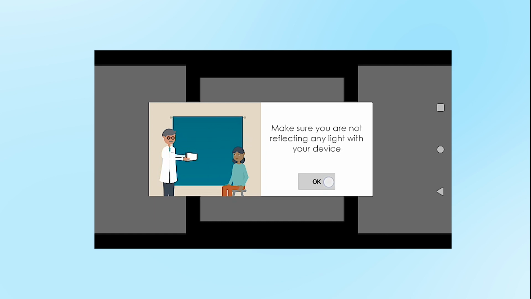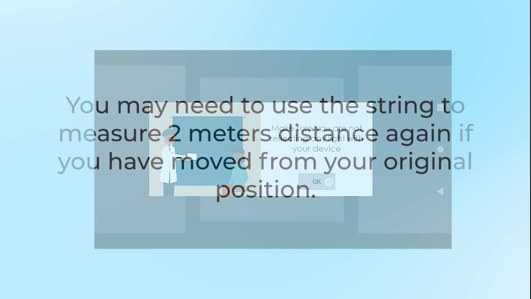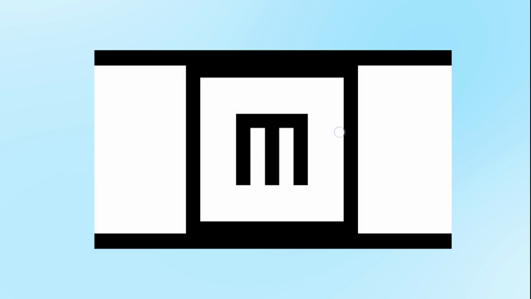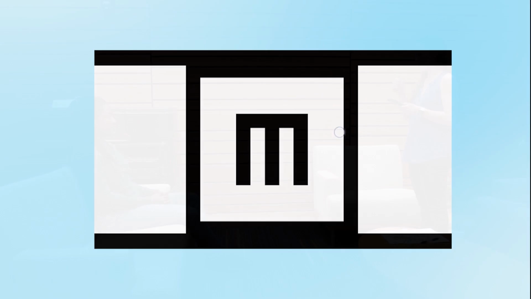If there is a glare on the screen, a message will pop up that says, "Make sure you are not reflecting any light with your device." Adjust your positioning so there is no glare on the phone screen, and press OK. You may need to use the string to measure 2 meters distance again if you have moved from your original position. At this point, you should confirm that you see a large letter E on the phone. You are ready to begin the visual acuity screening with the participant.